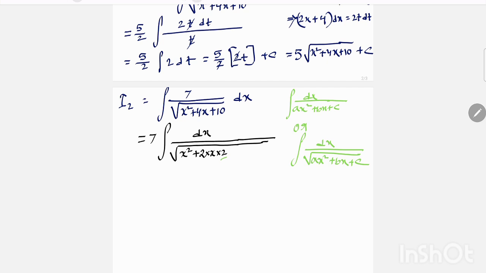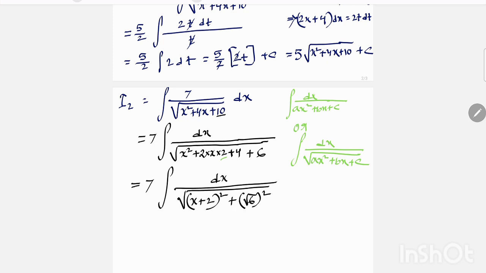So basically we can add 4 here. Now it can be written as x plus 2 whole square. From 10 we have taken 4, which means 6 is left. So now we can write the integration dx over root of x plus 2 whole square plus root 6 whole square, right? Is this a standard form of those integrations that we discussed at the beginning of this video?